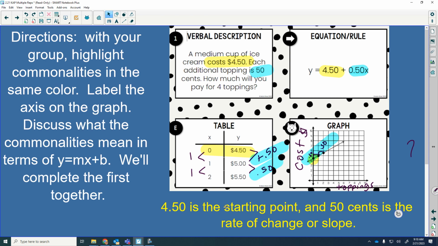Hello? Yes. Okay. So that's what this week is called. When you look on the calendar and it says multiple representations, that's what we're talking about. We're talking about y equals mx plus b in all the different forms.